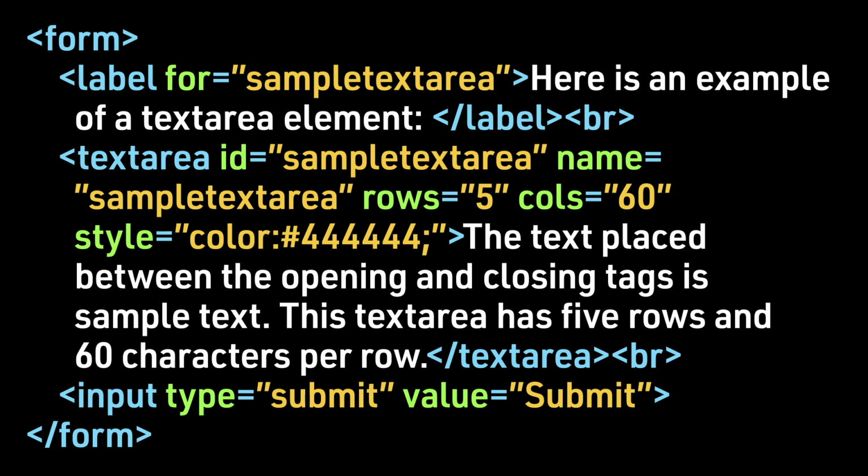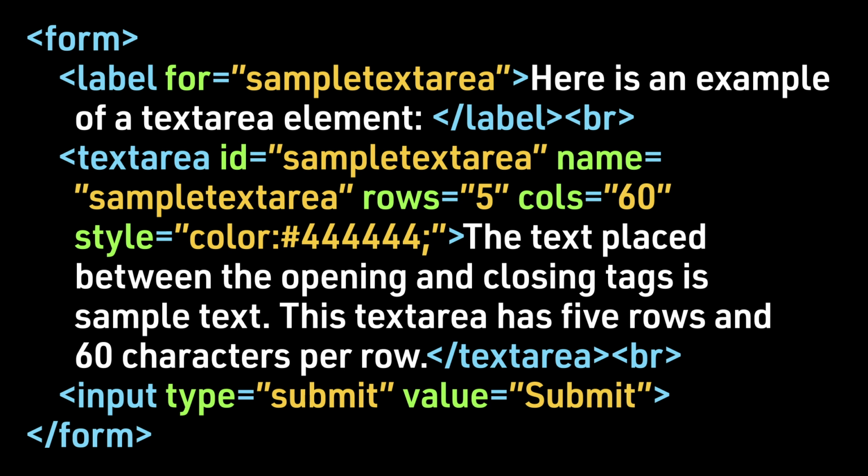Style attribute equals color number 444444 semicolon in quotation marks. The text placed between the opening and closing tags is sample text. This text area has 5 rows and 60 characters per row. Text area closing tag, line break. Input opening tag, type attribute equals submit in quotation marks. Value attribute equals submit in quotation marks.